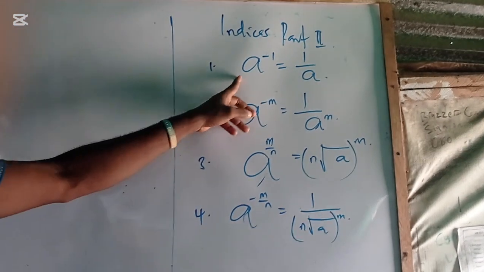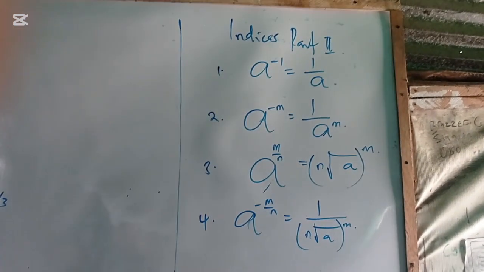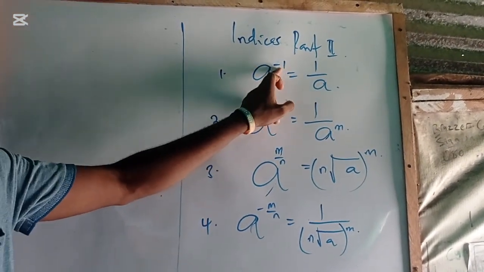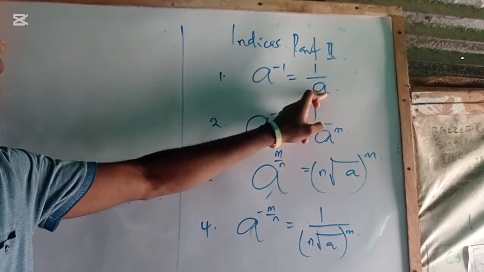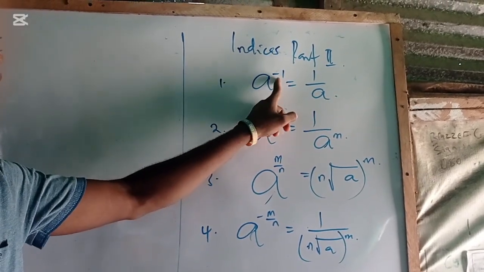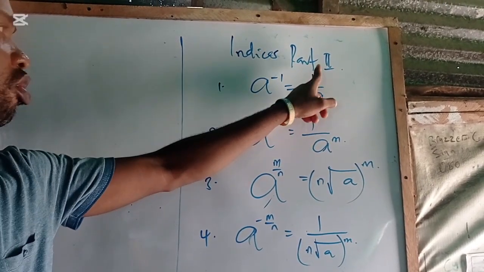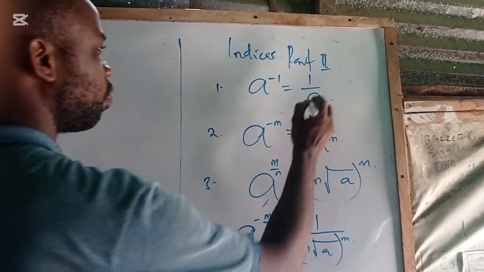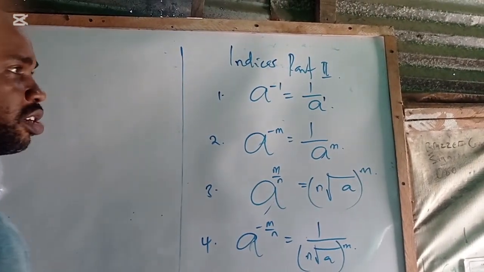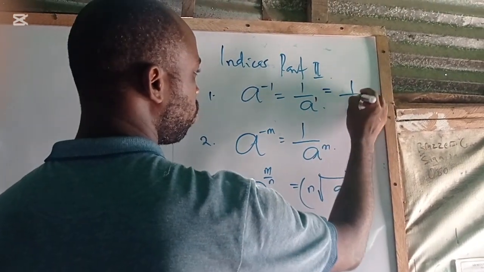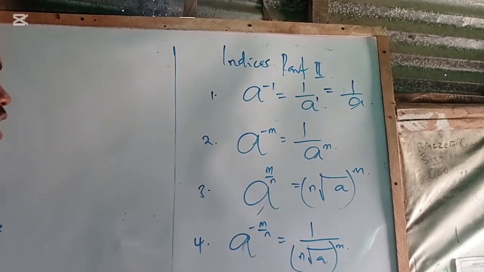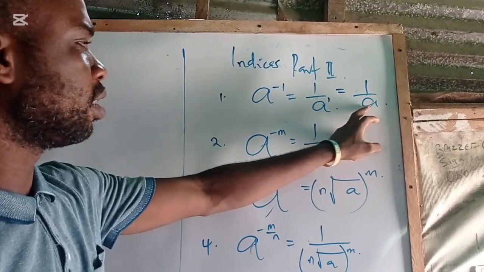So, the first one is a raised to the power minus 1. To remove the negative sign, you now have 1 over a raised to the power 1. And of course, anything raised to the power 1 is always equal to what? a. So, our answer is 1 over a.